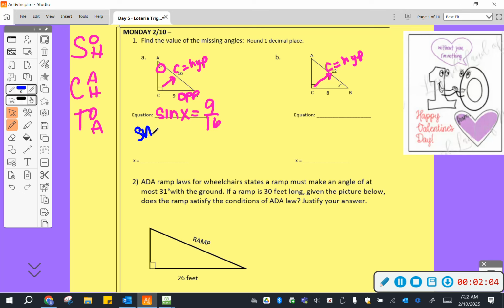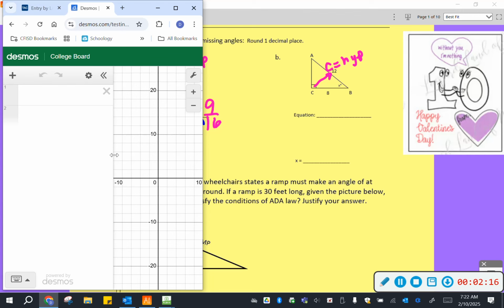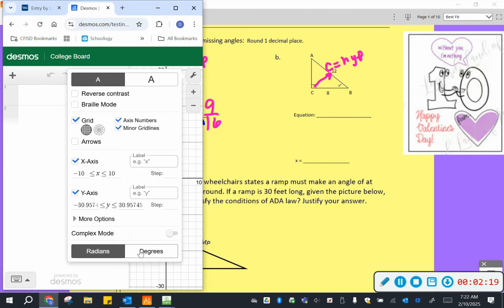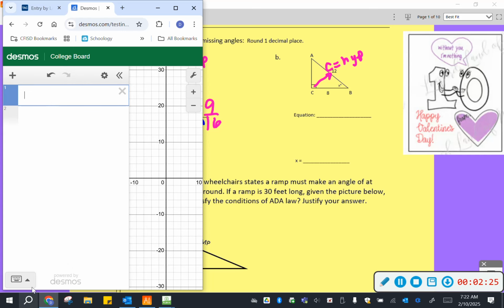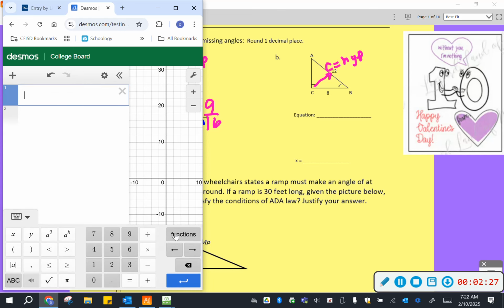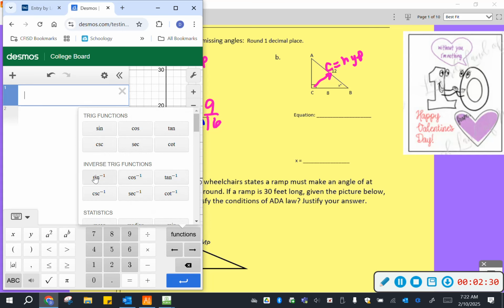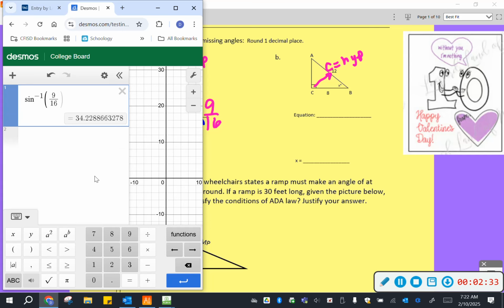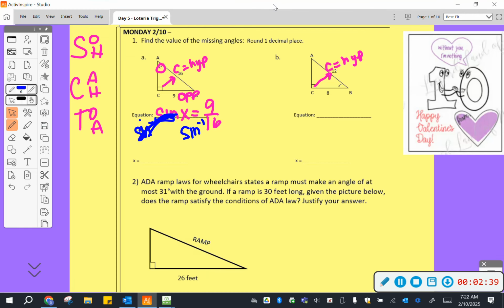Inverse. An inverse is just with the little -1. Those cancel, and you're just typing that in your calculator. So what do we got to make sure real quick? Make sure you are in degree mode. If you're not in degree mode, hit the little wrench, get to degree mode. And in order to do inverse, you're going to have to hit this functions button on the keyboard. So functions, sine inverse, and then 9 divided by 16. And what do we get? 34.2. And this wants us to round to 1 decimal place. So 34.2 degrees is my answer.